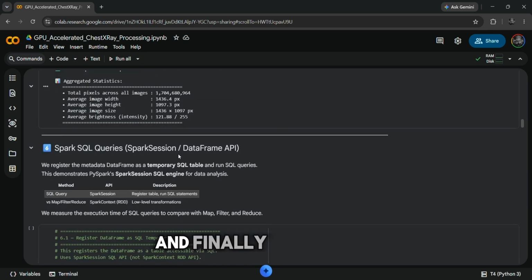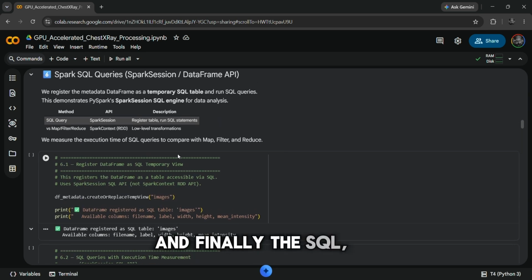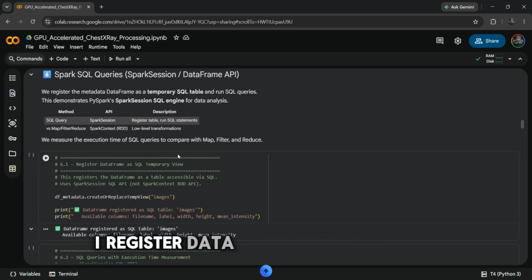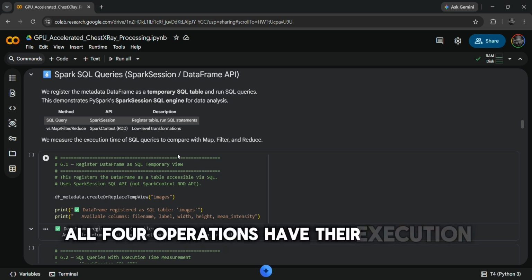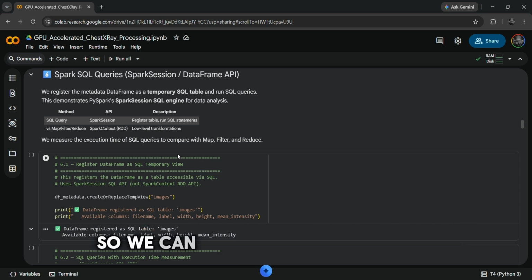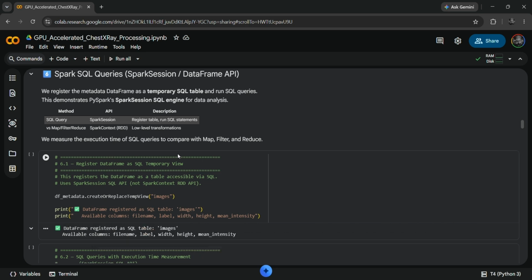And finally, the SQL. So I register the data frame as an SQL table and run queries using Spark Session's SQL API. For example, counting images per label and computing average intensity per class. So all four operations have their execution time measured, so we can compare them at the end.